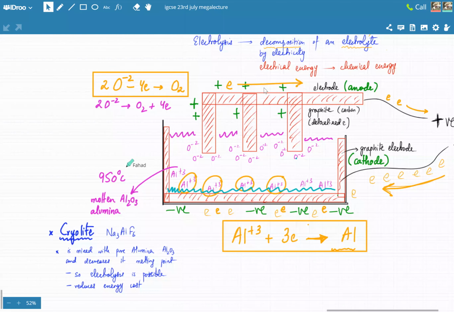950 degrees centigrade is not a very, very high temperature. So you don't have to burn a lot of fuel to heat this aluminium oxide. So your energy cost is going to be reduced. Okay, so it's going to make it more economical.